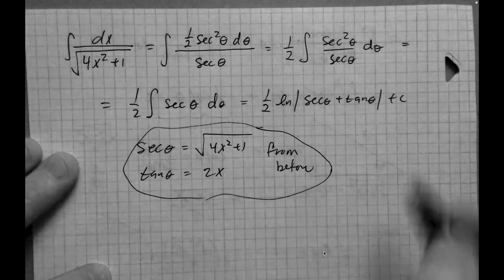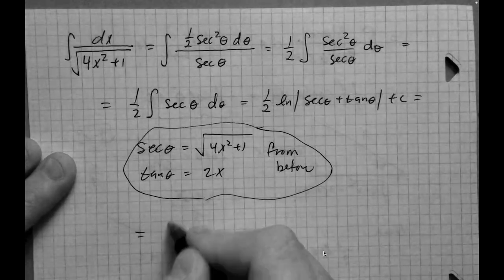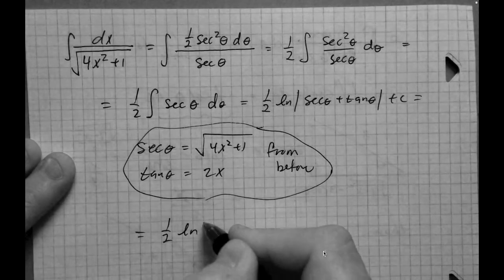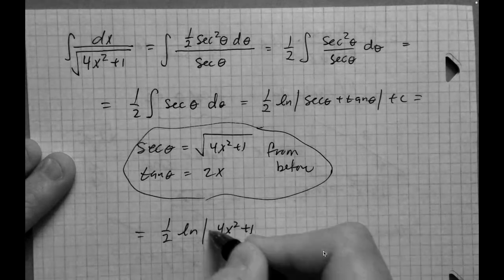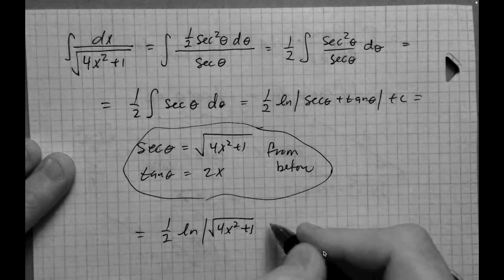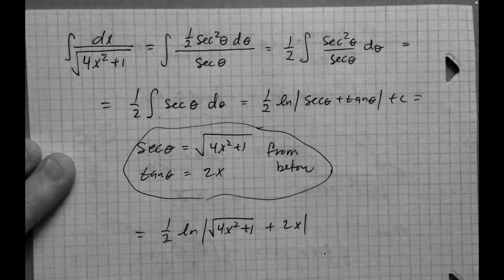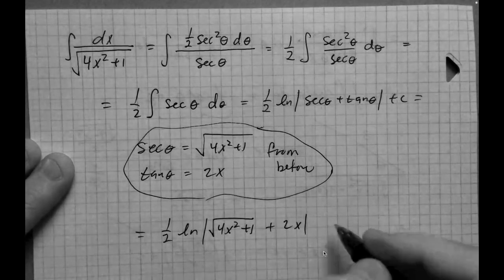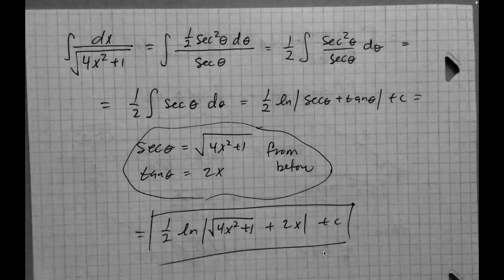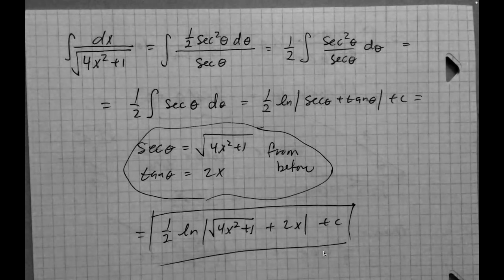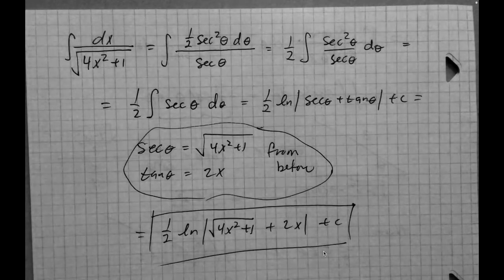Right, so just pull those values back in here, and we get 1/2 times the natural log of the square root of 4x squared plus 1, plus 2x. Okay, plus c. Perfect. All right, so that's that one. Kind of a tricky one.